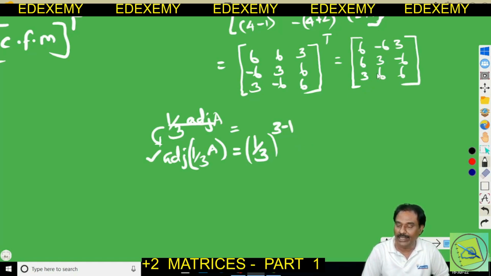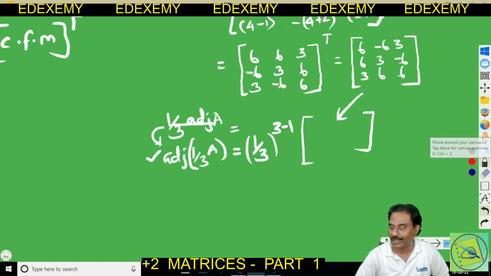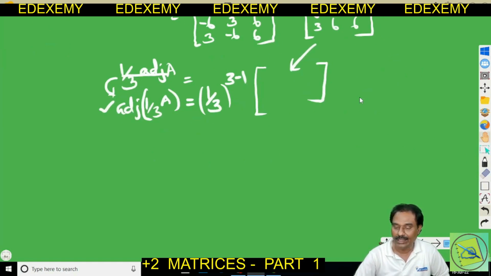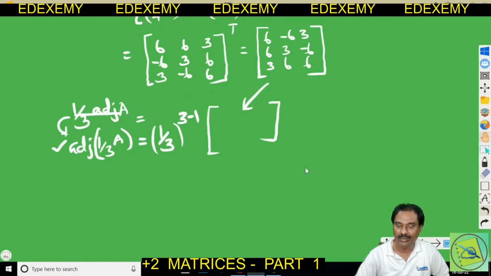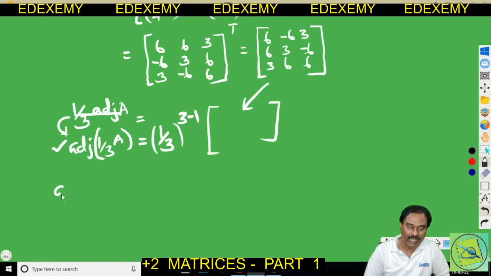n minus 1 is 3 minus 1. This is the formula: lambda to the power of n minus 1, then you have to find the adjoint of A. The value of adjoint of A you have to put here. Okay, so now the problem is nearly over. Adjoint of 1 by 3A is equal to 1 by 3 to the power of 3 minus 1 into adjoint of A. Now it is easy to find the value. Adjoint of 1 by 3A is equal to 1 by 3 to the power of 2.